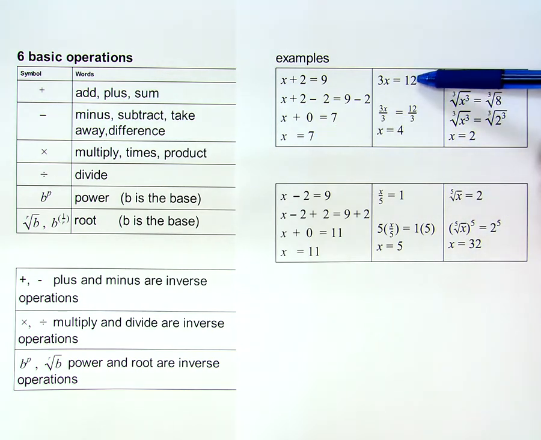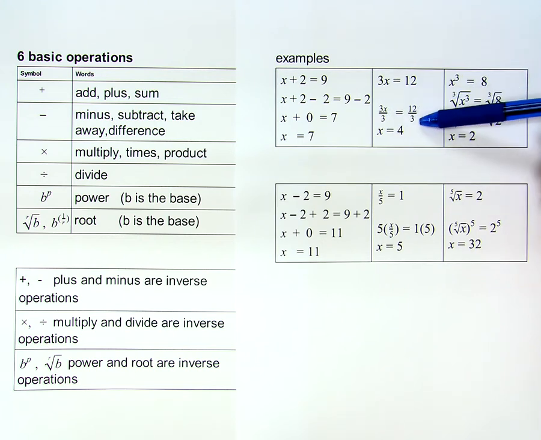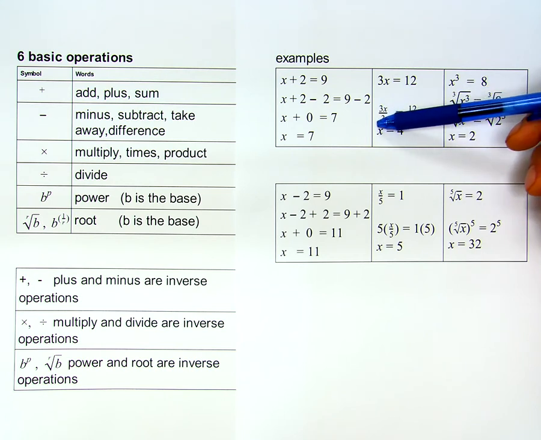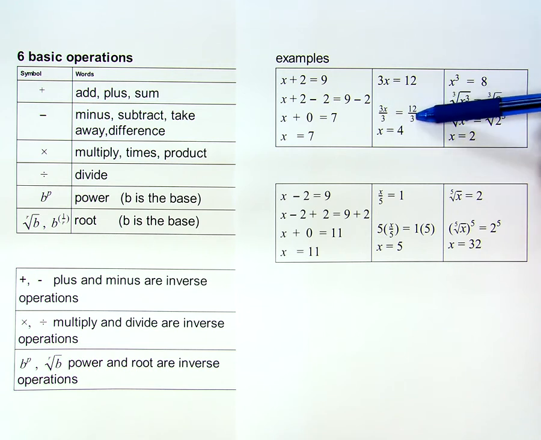But in the next example, I start with multiplication, and the opposite of multiplication is division. So I make a choice to divide both sides by 3. When I do that, this 3 will cancel with this 3, since multiply is the opposite of divide. And this 12 divided by 3 simplifies to 4.